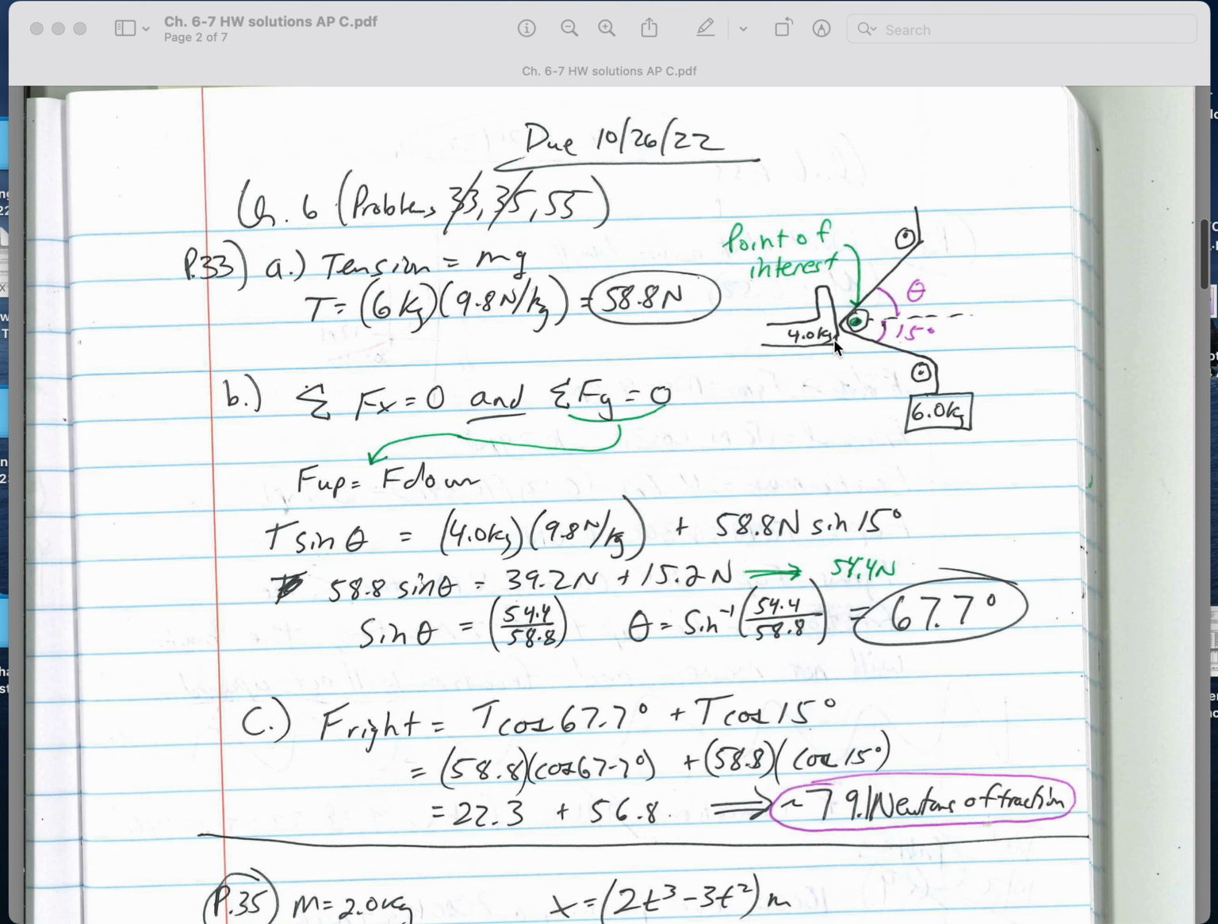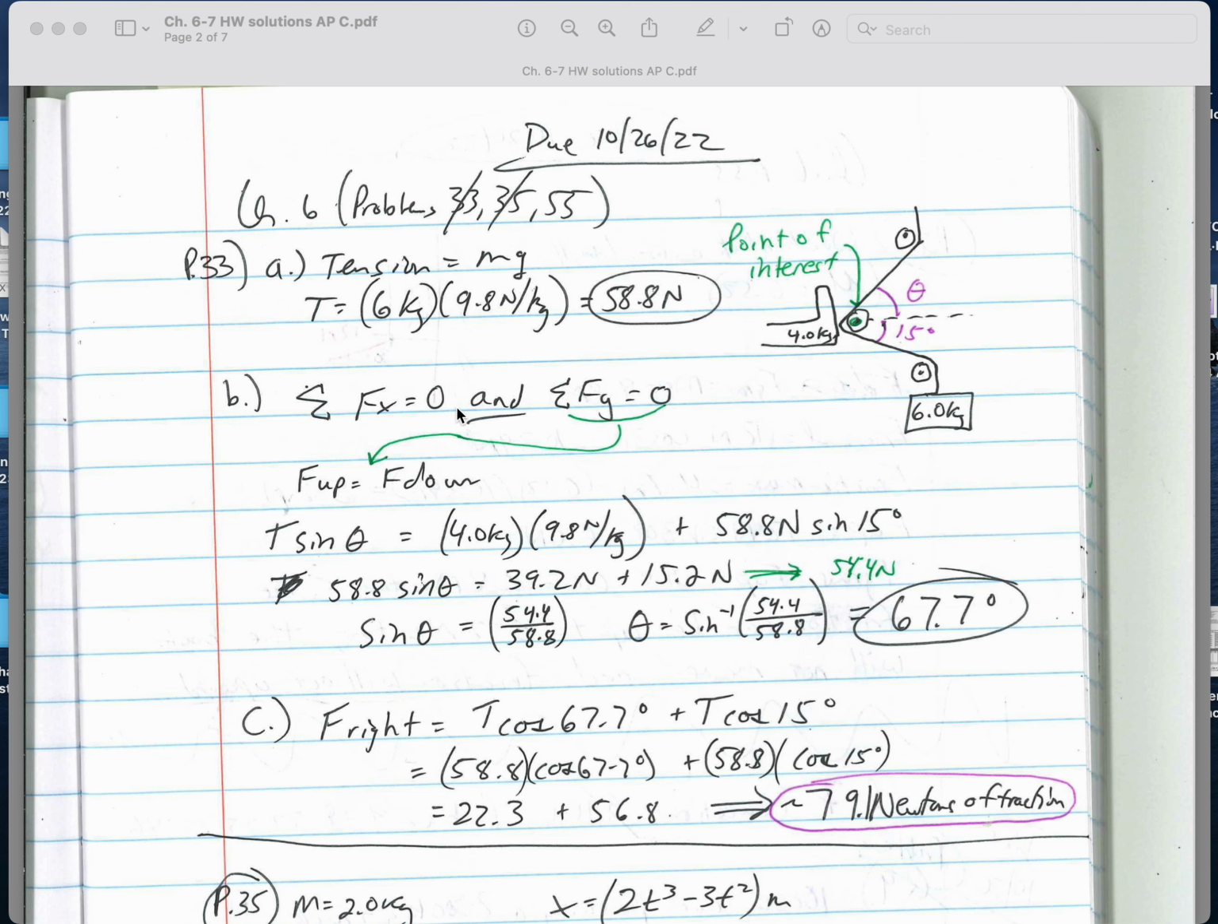Problem 33, I think, is a good problem. So there's a point of interest right here. And at that point, you know the summation of the vertical forces and the horizontal forces is 0. The tension of the string can be found by just looking at the weight, the gravitational force acting on the 6 kilogram box, and that's going to be 58.8 newtons, and therefore the tension in the rope everywhere is going to be 58.8 newtons.